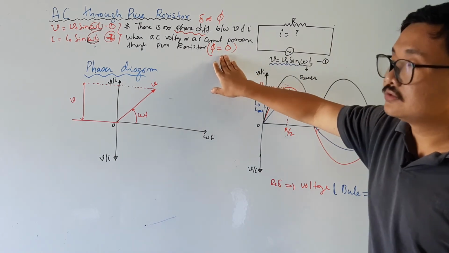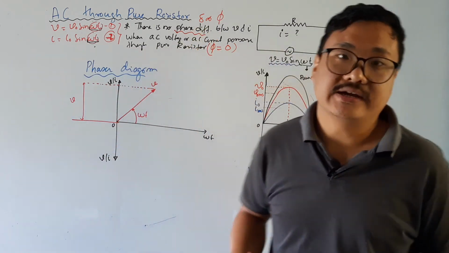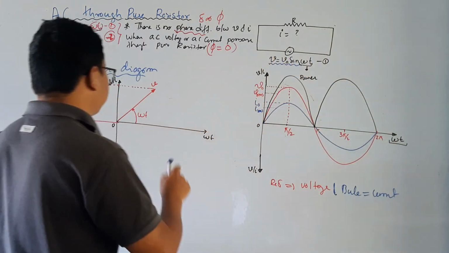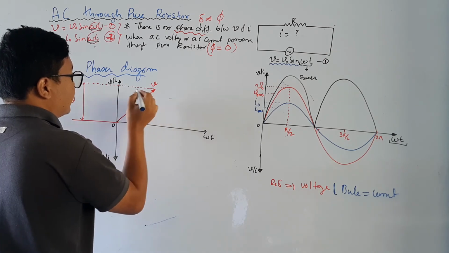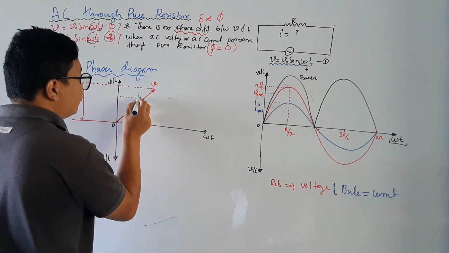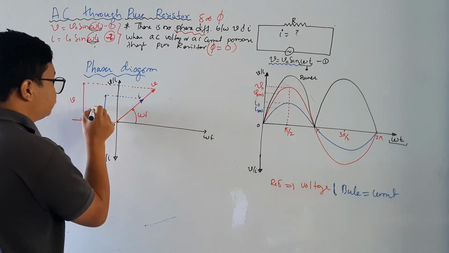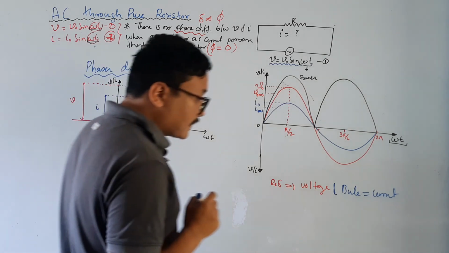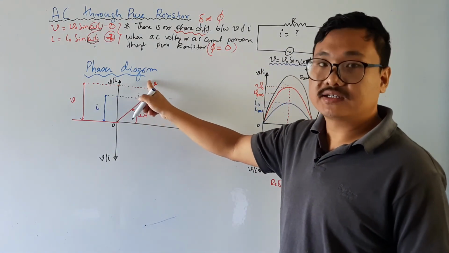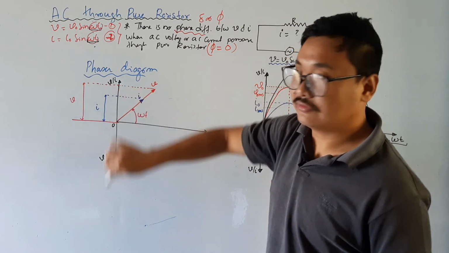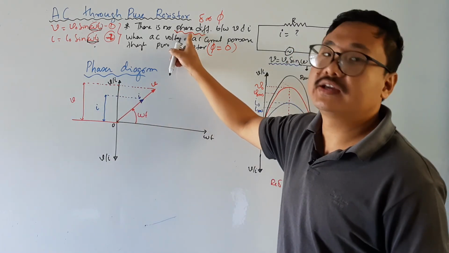Whenever phi is 0, the current and the voltage lie in the same line. So I will draw another arrow here, which is my I. This value is I. Now the two vectors, the I vector and the V vector, are in the same line. Why are they in the same line? Because they don't have any phase difference.